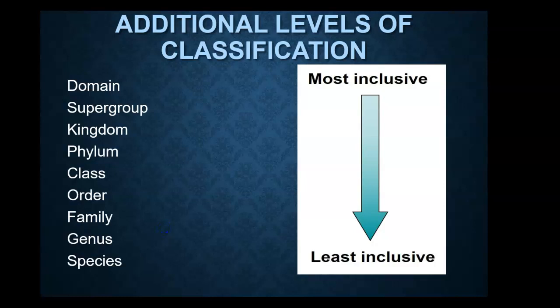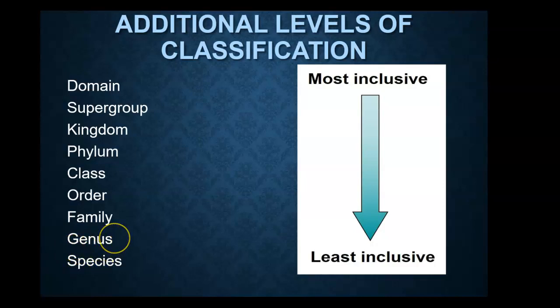All right. So again, additional levels, so in another way, throwing in that supergroup as well. But this is what you want to always remember, that the domain is the most inclusive, and then the species is going to be the least inclusive. In the species, this is where these organisms can interbreed and produce fertile offspring.